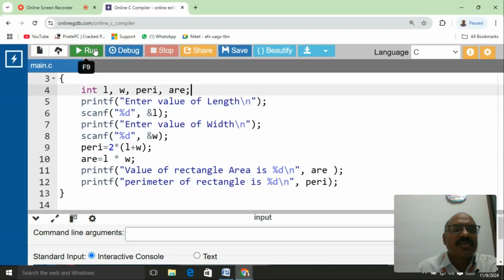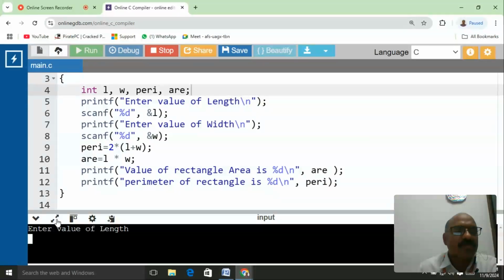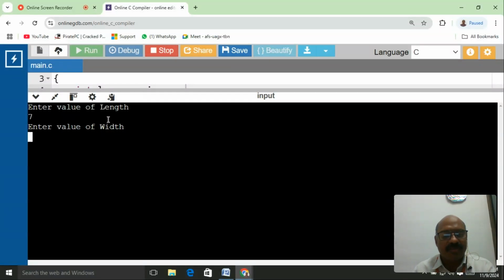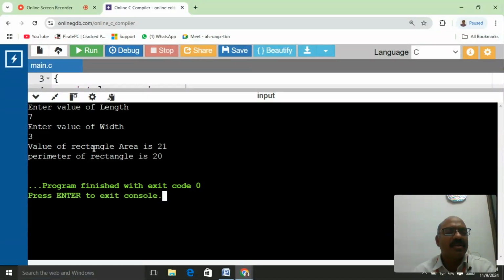Now I try to run this one. Are there any errors? This will be displayed. So there are no errors. On the screen, for the input value, I am going to consider length equal to 7. The next value, width, equal to 3. So the area equal to 21 centimeters or inches maybe. So now the value of the area is 21. The perimeter is 2 into L plus W, 7 plus 3. So 10, 10 into 2, 20.